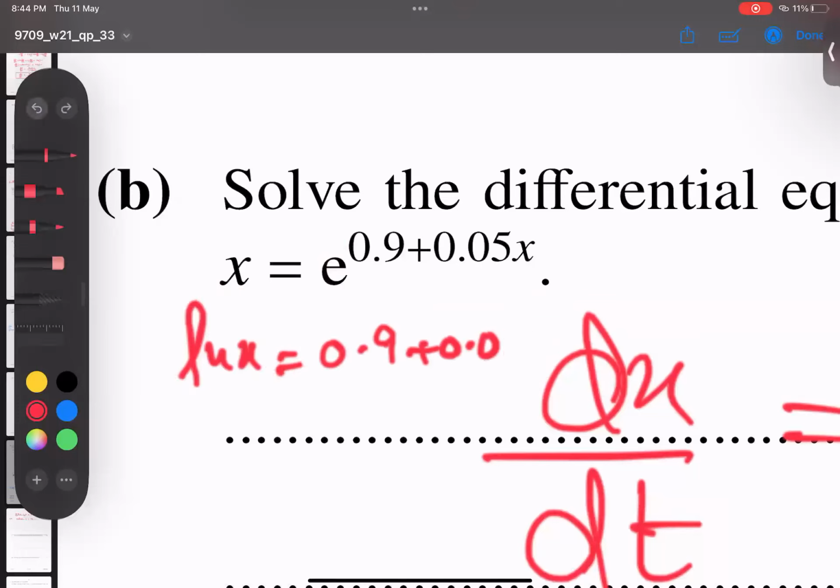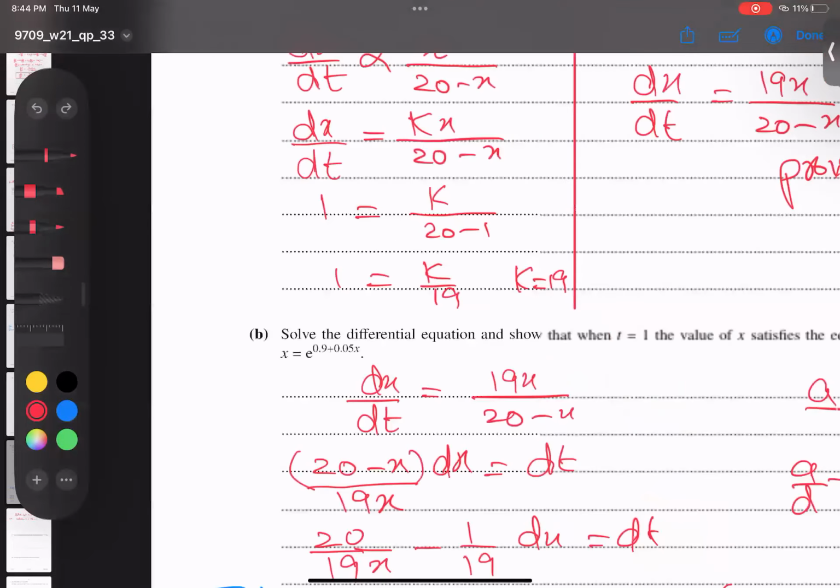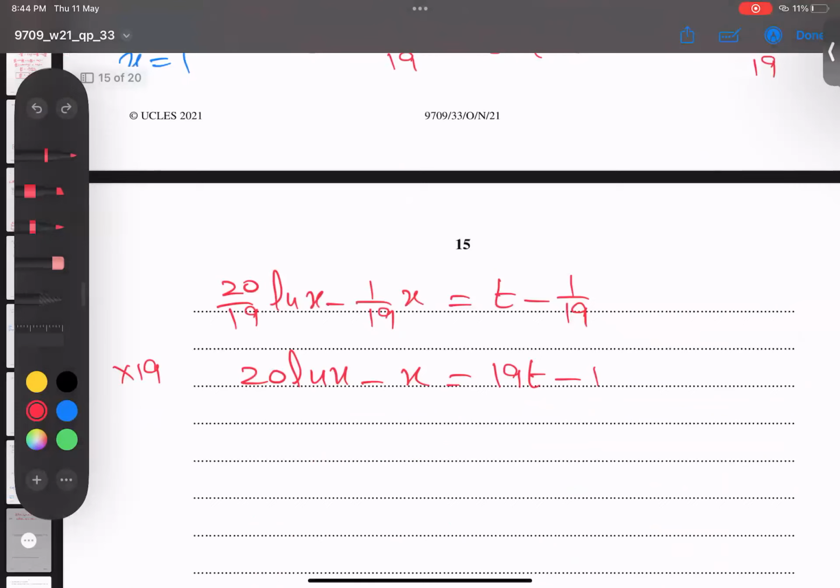I can show you further working. I know you are a little bit confused, maybe. How, sir? I'm keeping ln on the left-hand side. You will come to know, inshallah. This x is going to the right-hand side. So I'm getting here 20 ln of x equal to 19t plus x minus 1.